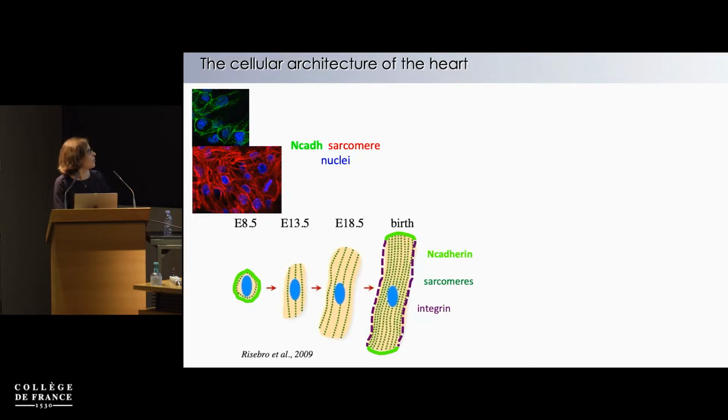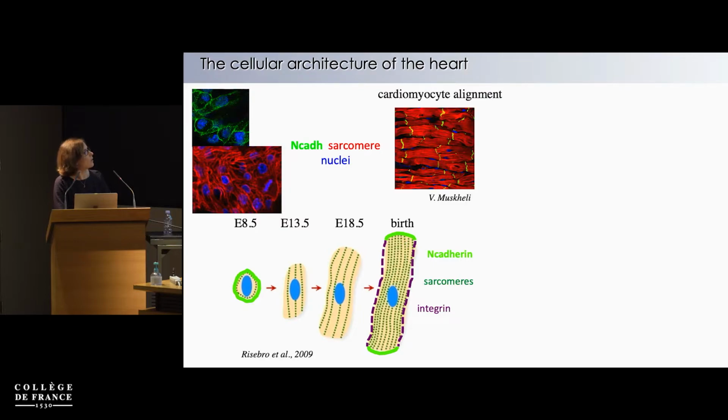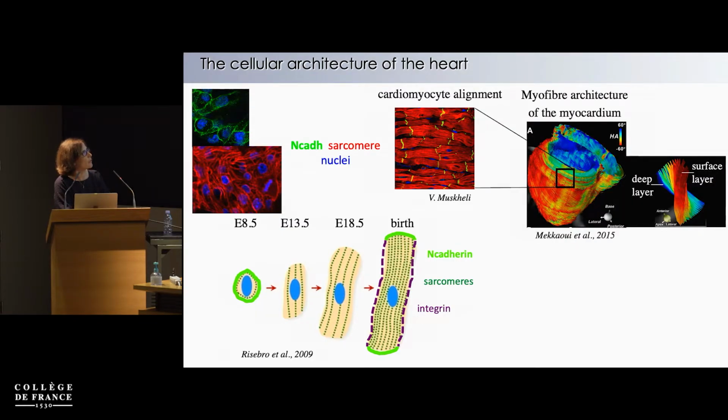But during the course of development, the cells will reorganize, they become more elongated, and the sarcomeres are aligned along the main axis of the cells. In addition, individual cardiomyocytes are precisely connected to one another, so that you have an overall alignment of the contractility along the tissue. This association of cells forms what is called myofibers. And now at the scale of the organ, you can see the precise orientation of these myofibers.